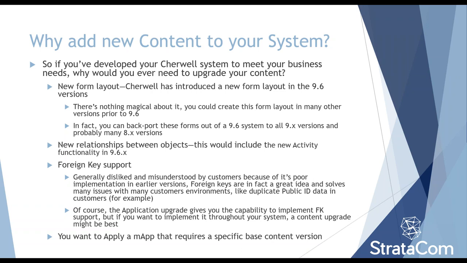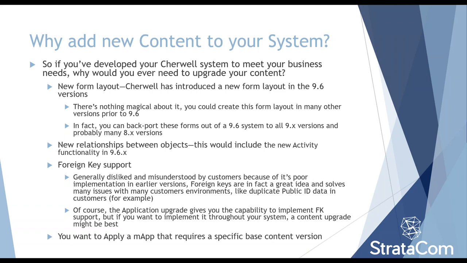New relationships between objects. That would include the new activity functionality in 9.6 that people may want. Foreign key support. Generally disliked and misunderstood because of its poor implementation. Foreign keys are a great idea and solve many issues with customer environments, like duplicate public ID data in customers, for example. You can have customers with the same public ID if you're using foreign keys. So the application upgrade gives you the capability to implement a foreign key, but if you want to implement it throughout your system, a content upgrade might be best. Once they introduce the concept of foreign keys, you could put those in, but you're not going to have any foreign keys on your old content, because that's a content thing.